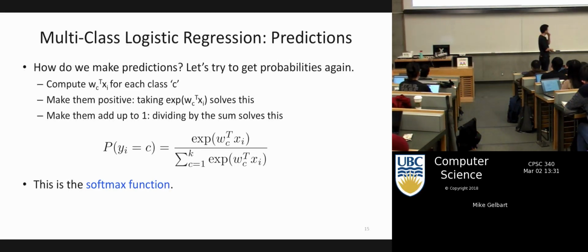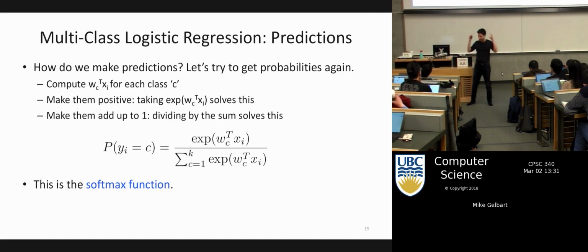Your probability for y_i being some particular class C, you're taking the W transpose X for that C. You're taking exp of it, so now it's non-negative. And then you're dividing by that same value, but for all the classes, so now you know that all these probabilities are going to add up to 1. Okay, and this thing is called the softmax function.